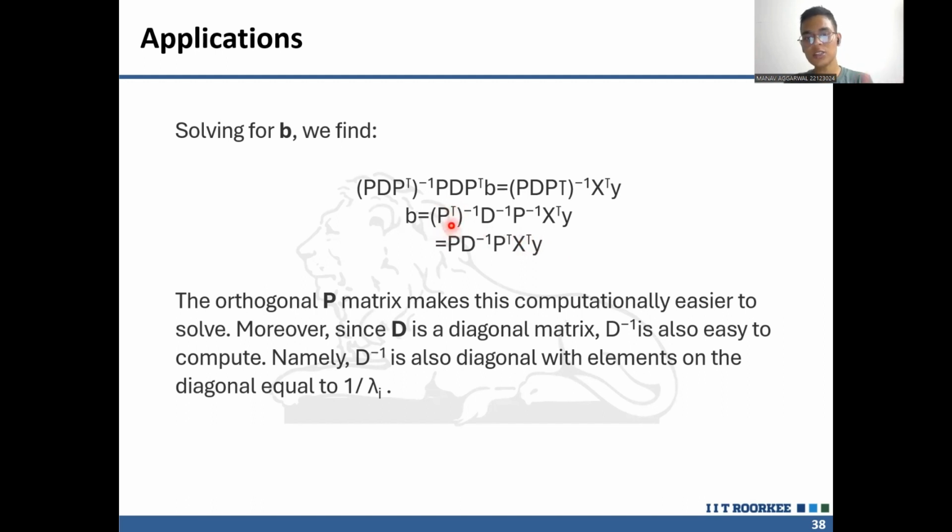That is, because P transpose is nothing but P inverse for our particular matrix, and P inverse is equal to P transpose. So yes, we can achieve this final operation. The orthogonal P matrix makes this computationally easier to solve. Moreover, since D is a diagonal matrix, the inverse is also computationally very cheap to calculate, because the inverse would simply be equivalent to converting each lambda_i as the diagonal element to its simple inverse, thus achieving a much faster computational result. With this, let's put an end to this topic.